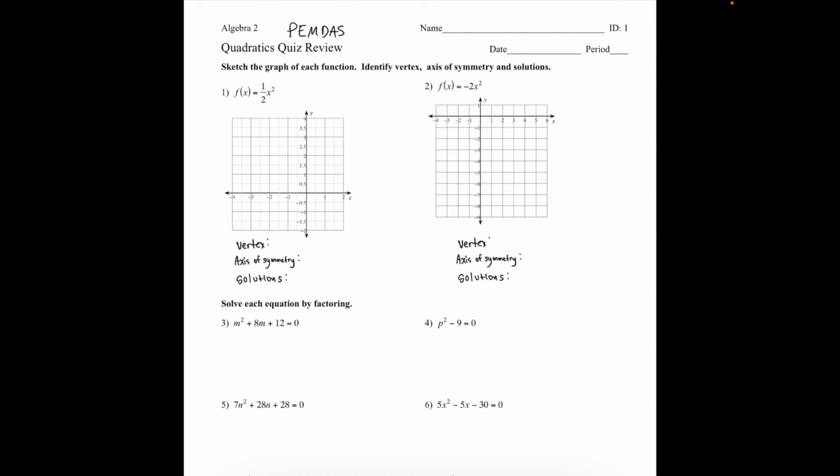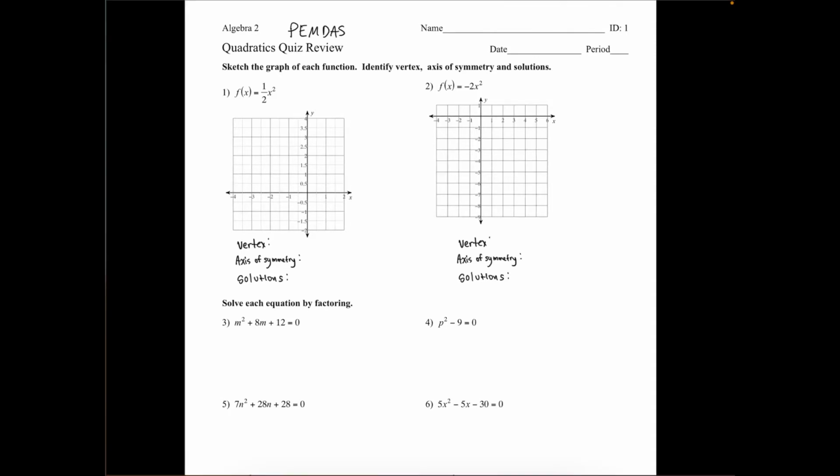And I'm going to go kind of slowly and provide as much detail as I possibly can so that those of you that may be struggling with certain steps can hopefully understand better why we're doing certain things. So for the first two, we're going to sketch the graph of each function, identify the vertex, axis of symmetry, and the solutions to these functions.